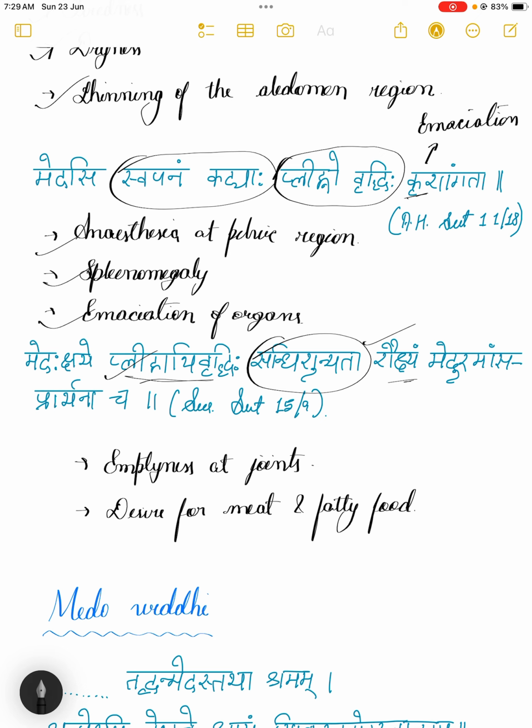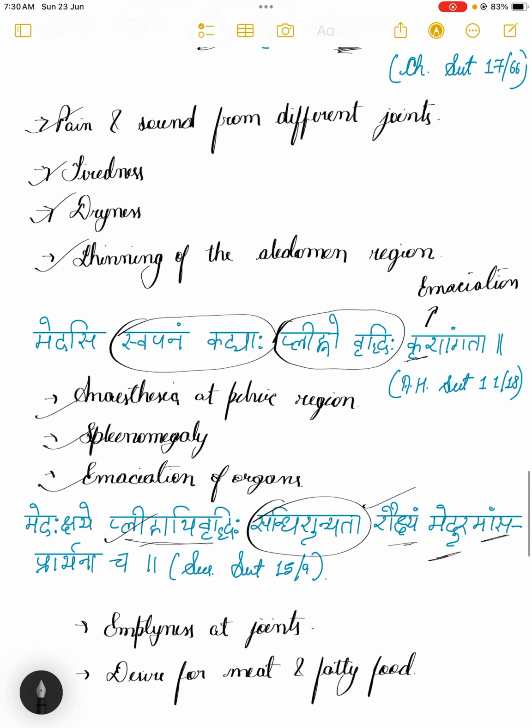Now, what does this mean? Firstly, Med and Mangsa Prarthana means there will be a desire for the intake of Med, that is fatty food, and meat. Thus, Acharya Sushrut has mentioned Sandhi Shunyata and Med Mamsa Prarthana as extra, and the rest is the same as in Ashtanga Hridaya and Charak.